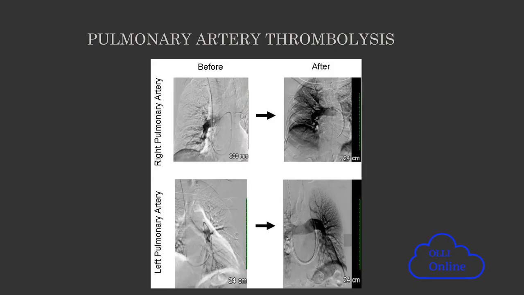So here's the left side basically showing the same thing. There's no flow into the lungs. This is a very sticky situation. But now we can put catheters into the pulmonary artery and take the clot out, and we're done. We have great results with good blood flow into the pulmonary artery again.